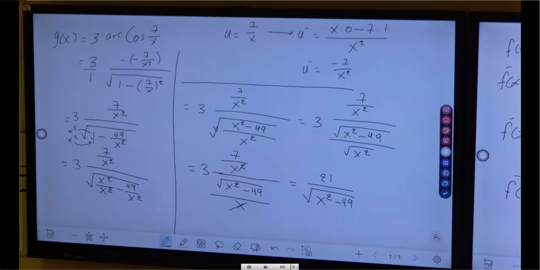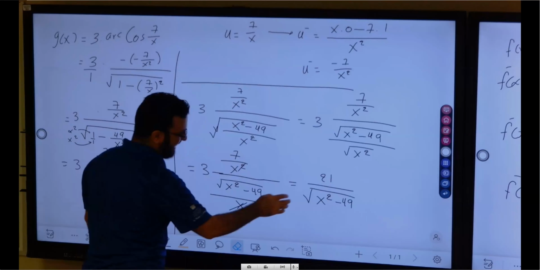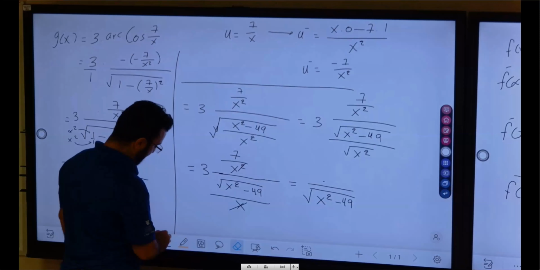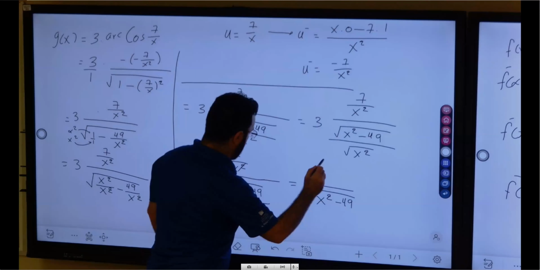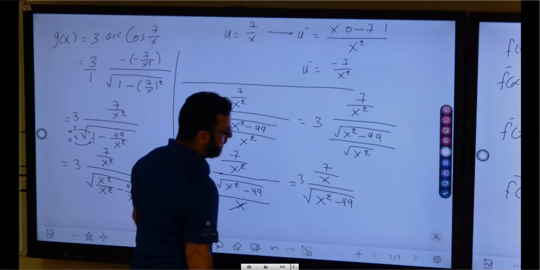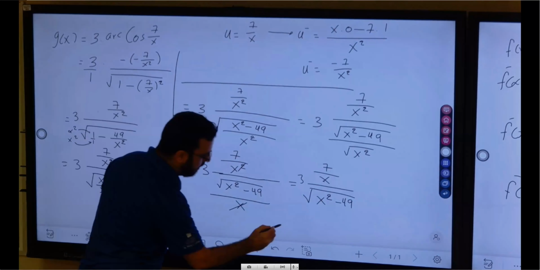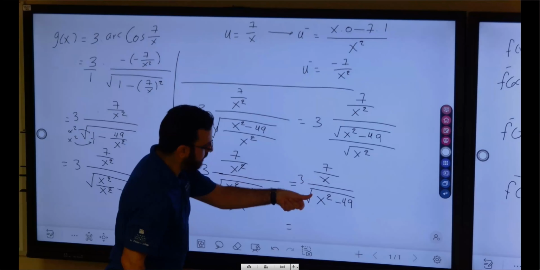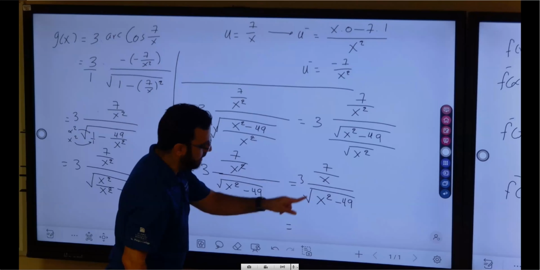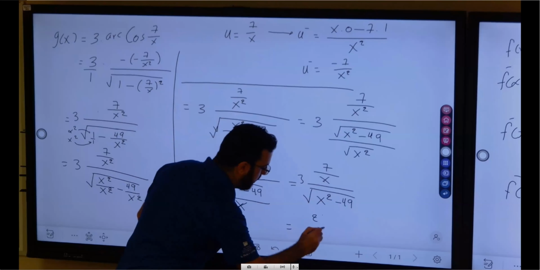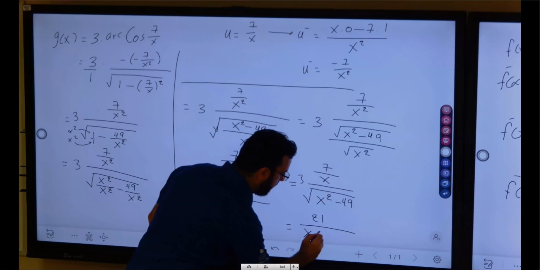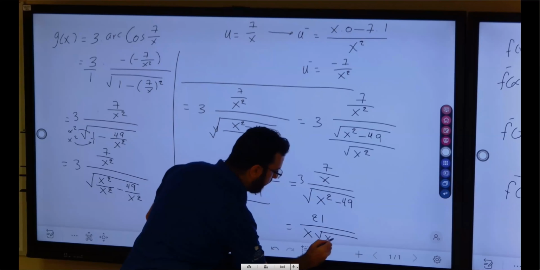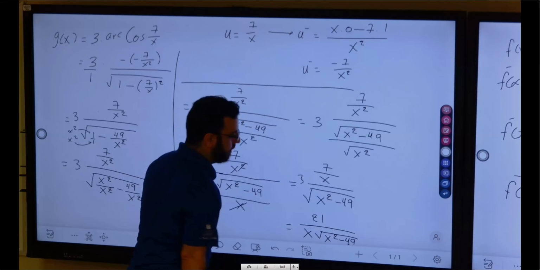She did. Now she told me, late. Perfect. So here is the 3, here is 7 over x. You write down 21 over x and flip this one, so the x goes where? On the bottom. So it's going to be 21 over x times the square root of x squared minus 49. Okay, perfect.